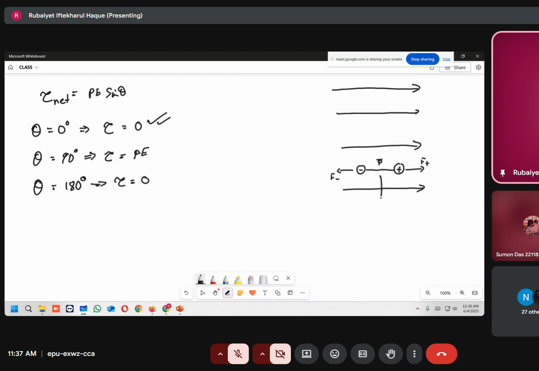90 degrees, you understand, 90 degrees will be like this, plus minus charge. So P is this direction, P. So it's a 90 degree. It will explain the maximum torque.